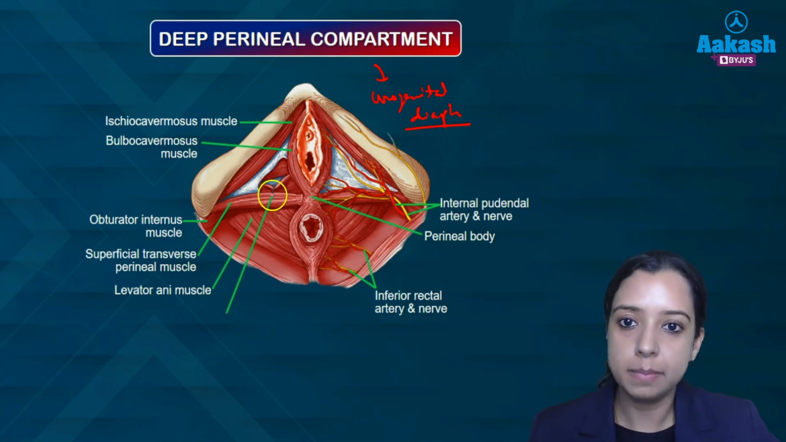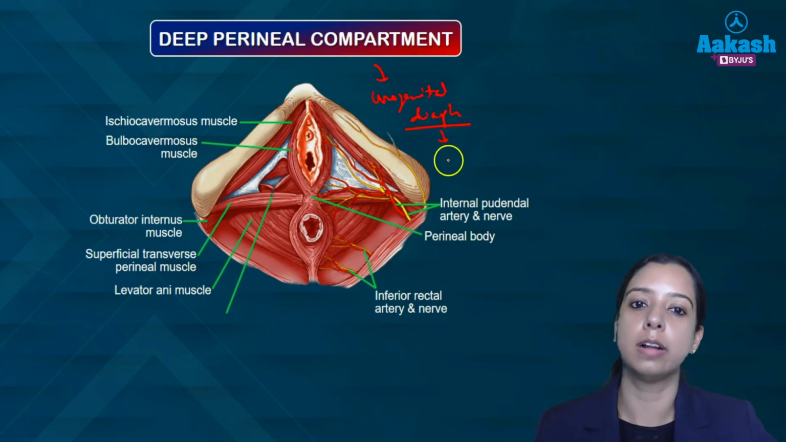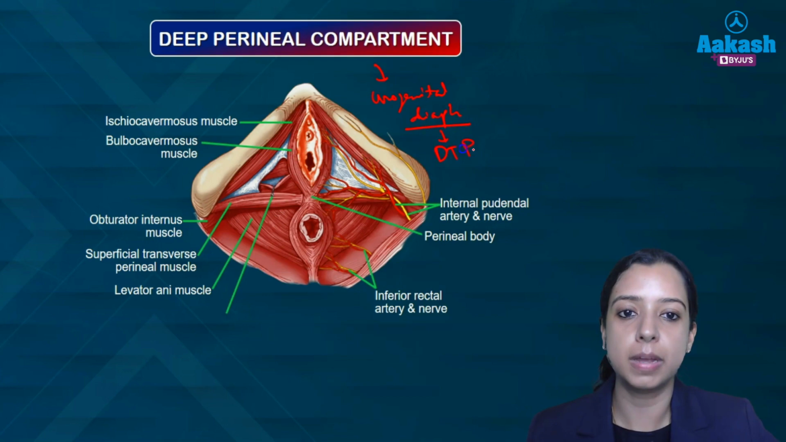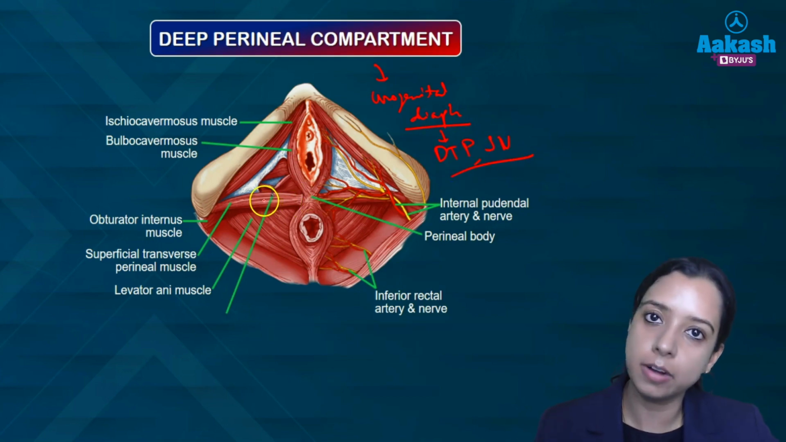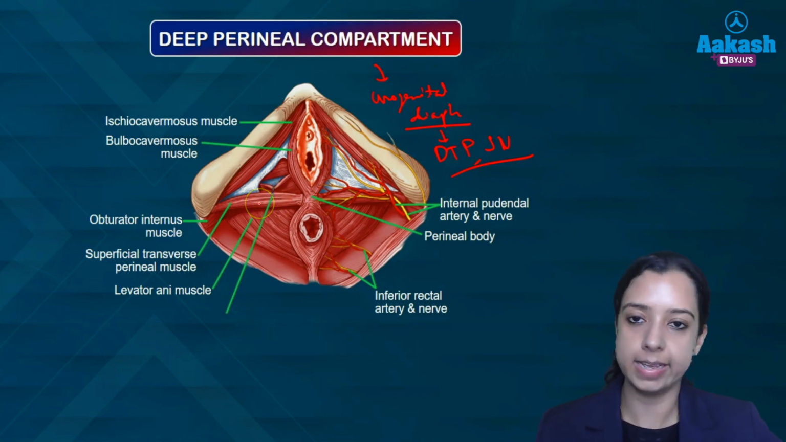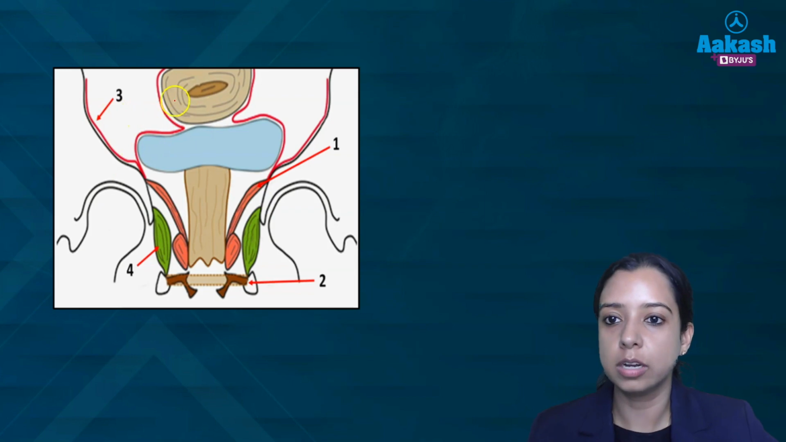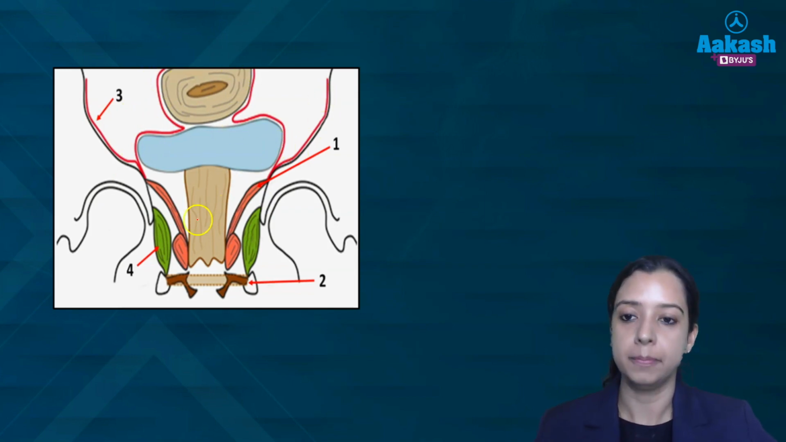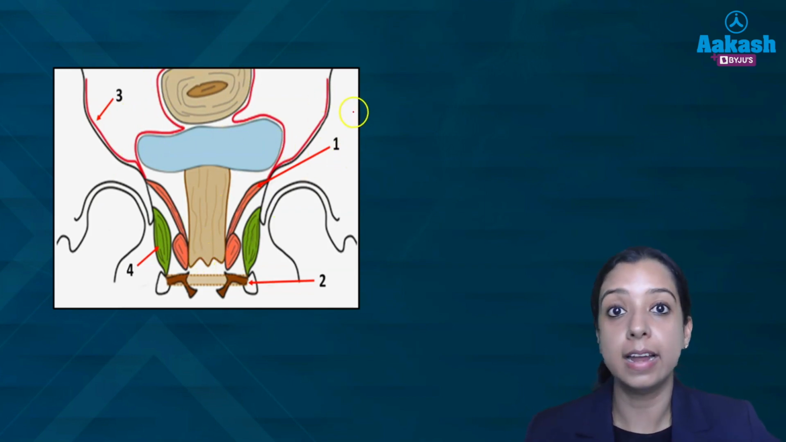What are the muscles forming deep perineal pouch? Same, which are forming urogenital diaphragm, which is deep transverse perineal and sphincter urethrae. These 2 muscles form urogenital diaphragm. These 2 muscles are the content of deep perineal pouch. Right? Easy. This was the question asked, tell the structure labeled 3. So this was the question asked in INICET 2021.